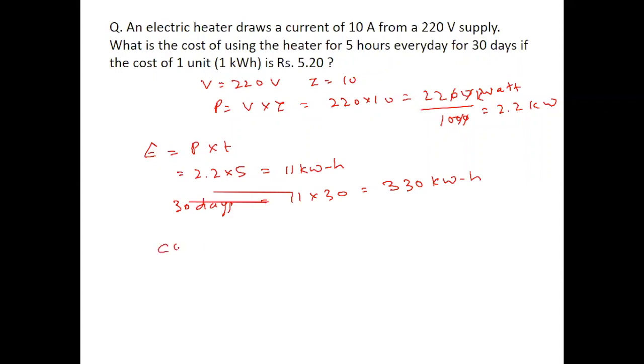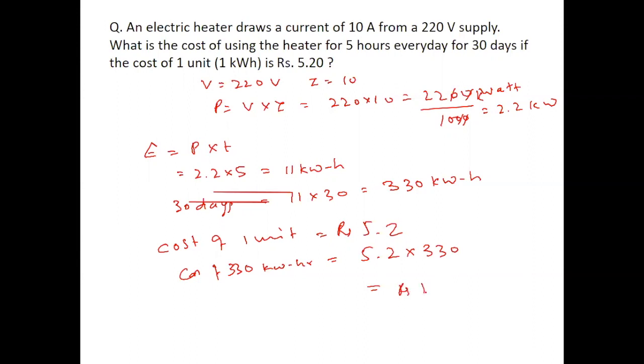And the cost of one unit is rupees 5.2. So the cost of 330 kilowatt hour is 5.2 into 330, and that comes to rupees 1716. Any doubt on this?